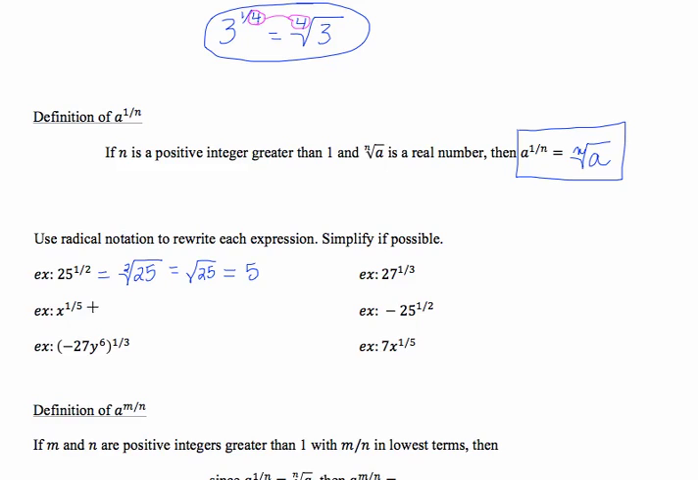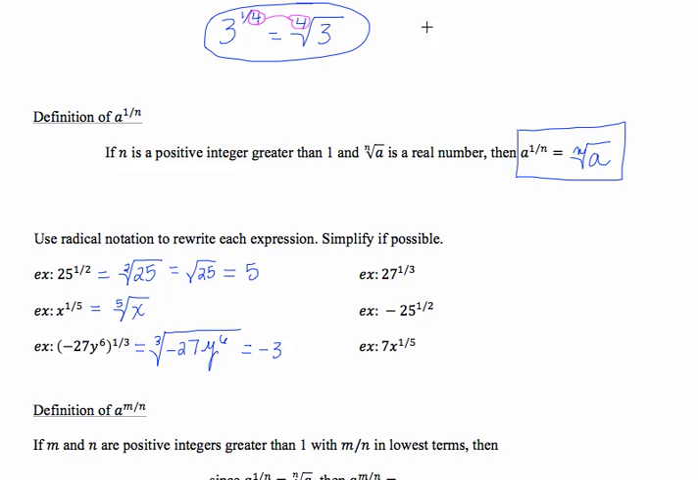x to the 1/5, that's the same as saying the 5th root of x. Now, -27 times y to the 6th all to the 1/3. Let's rewrite it in radical notation and then use that notation to help us simplify. First let's rewrite the 1/3 power as a radical. We know that means cubed root of everything inside, which is -27 y to the 6th. Then we would ask, what is the cubed root of -27? We know that to be -3. And then we have the cubed root of y to the 6th.